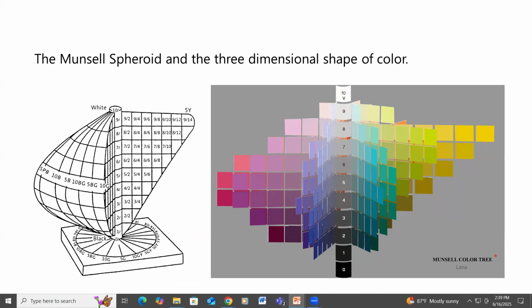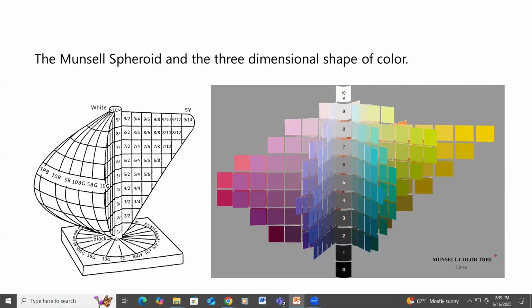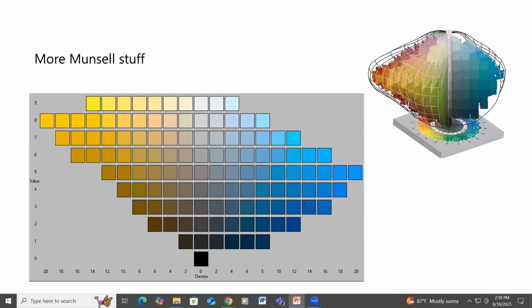So there are a number of different color theorists who have made models understanding the three-dimensional nature of color, but I don't think many have outdone Munsell. I guess one of these days we'll have a really good system that combines all of what we know from the chromaticity chart and what we know from the Munsell color tree into one system, but we don't have that yet.